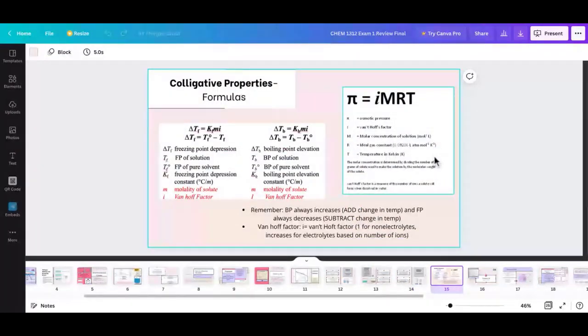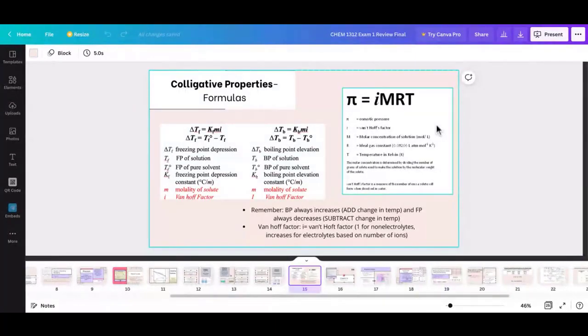Here are the formulas that you kind of need to know for the exam. I'm not going to go over most of them, but I'll give you some key pointers. Remember, we said that boiling point always increases, so there's an added change in temperature, right? If you get confused about this equation, like whether T_b is the boiling point of the solution minus the boiling point of the pure solvent, or the other way around, just remember that you always want your T_b to be higher because it's a boiling point elevation.